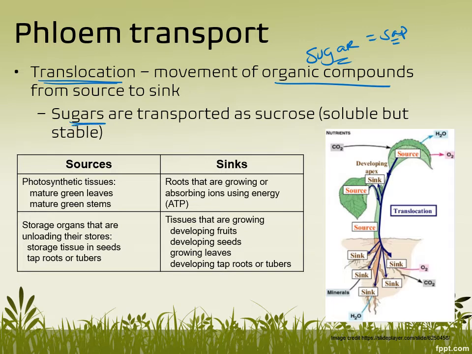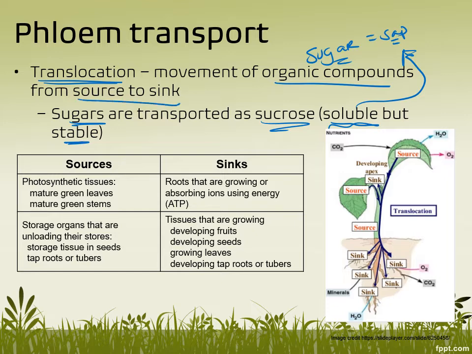Those sugars are mostly going to be transported as sucrose. Sucrose is a good option because it's quite soluble. It dissolves in water so that we can actually make that sap, that syrup. But it's also quite stable. It doesn't get sucked into mitochondria and turned into carbon dioxide to make ATP too fast.